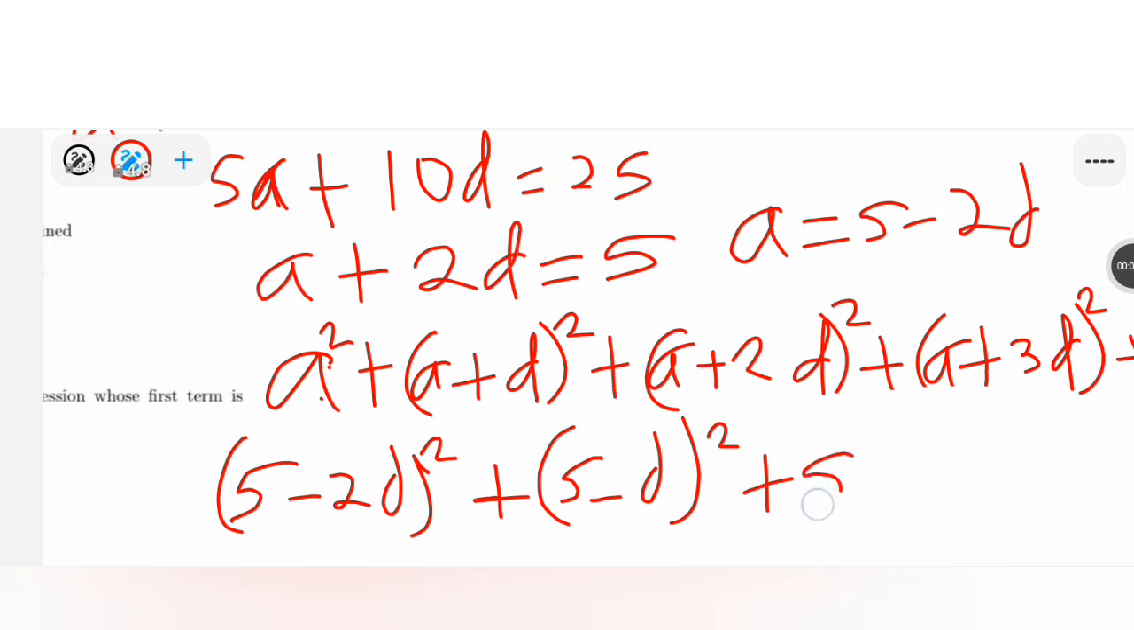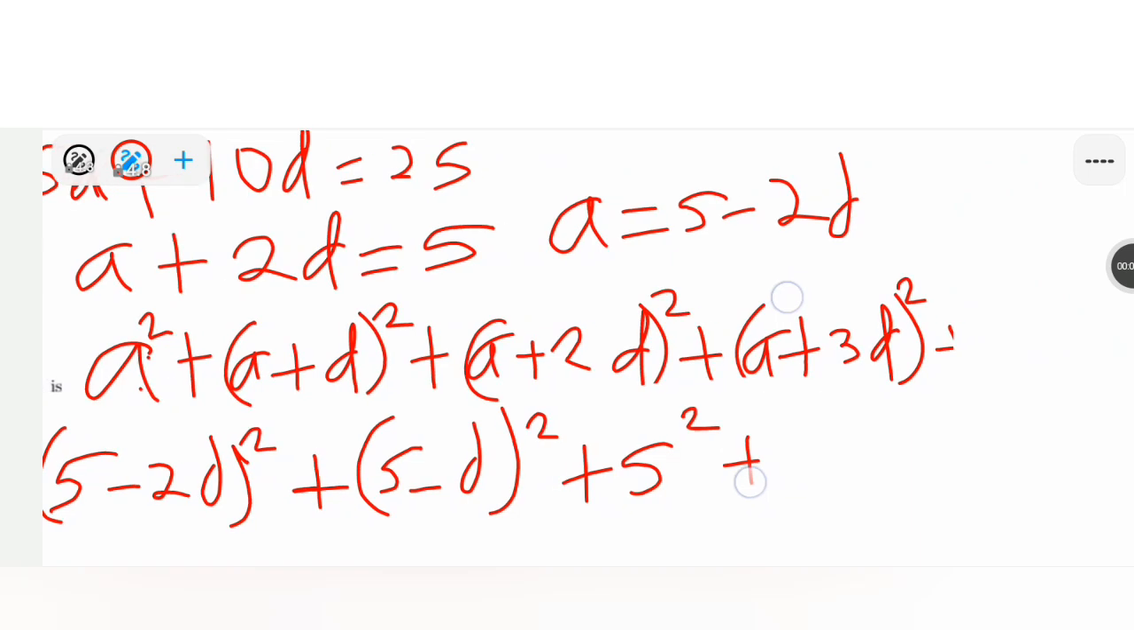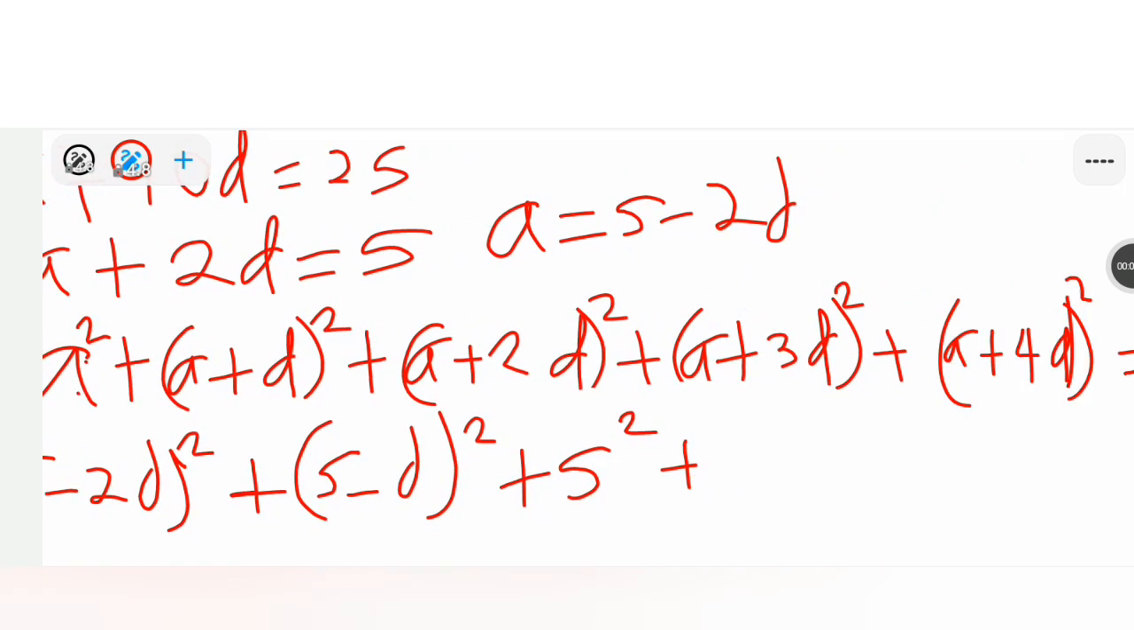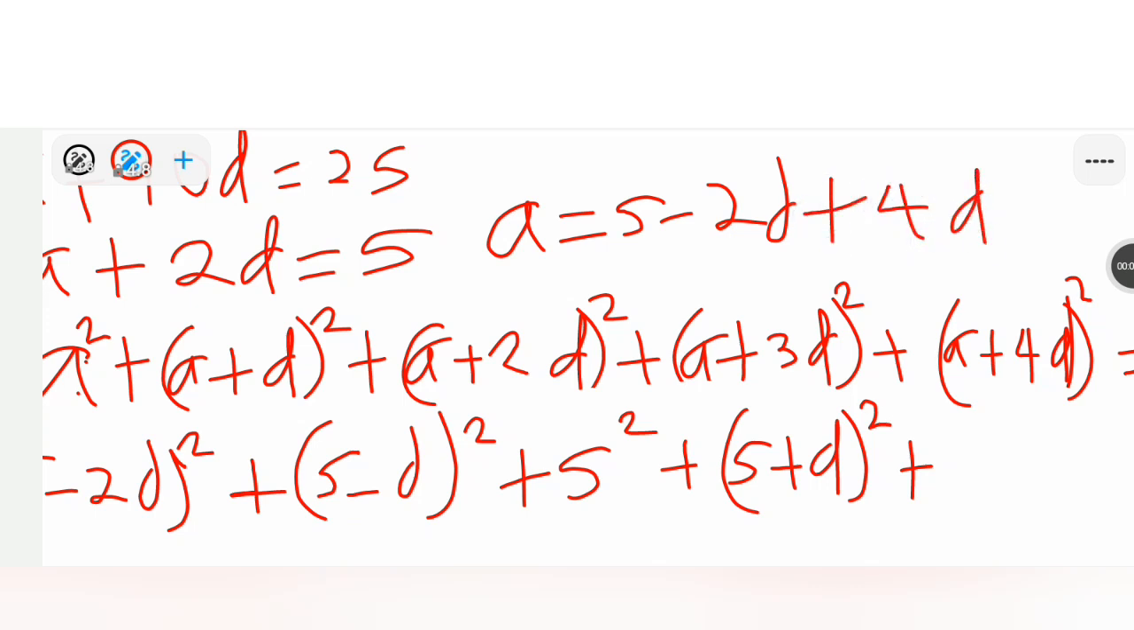So this one here, you just write 5 squared plus. The next one you have a plus 3d. It's as if you're adding 3d to this one. If you add 3d to this one, that will give you 5 plus d. So you just write 5 plus d squared plus. Then you have a plus 4d. So it's as if you're adding 4d to this one. That will give you 5 plus 2d. So just write 5 plus 2d, everything is squared.